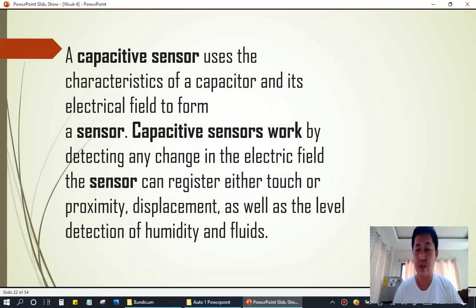So next, let us come to the capacitive sensor. So what is a capacitive sensor? A capacitive sensor uses the characteristics of a capacitor and its electrical field to form a sensor. So capacitive sensors work by detecting any change in the electric field. The sensor can register either touch or proximity, displacement, as well as the level detection of humidity and pH.